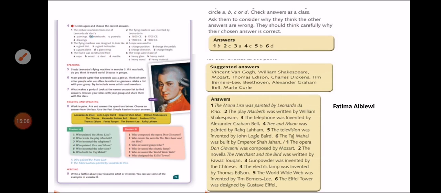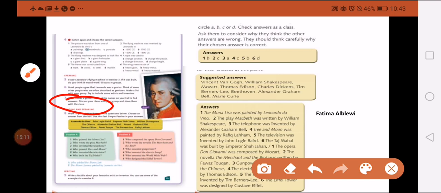Now here we have exercise 8. Exercise 8, okay? Now, reading and speaking. Working in pairs, ask and answer the questions below. Choose an answer from the box. Use the past simple passive in your answers. Now here we have famous people, okay? Leonardo da Vinci, John Logie Baird, Emperor Shah Jahan, William Shakespeare, the Chinese, Alexander Graham Bell, Mozart, Gustav Eiffel, Thomas Edison, Fawaz Tuqan, Tim Berners-Lee, Rafiq Laham.